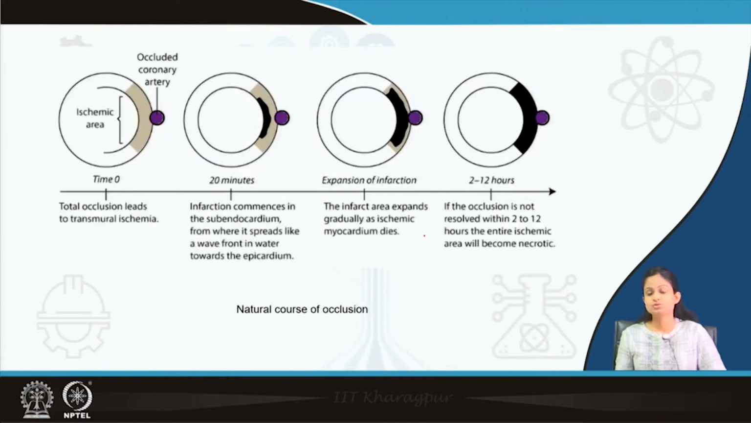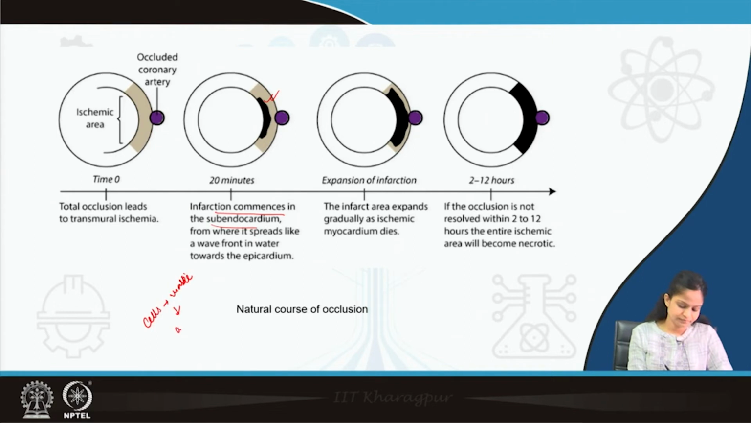Now, what is the natural course of occlusion in myocardial infarction? Whenever there is an occlusion in the coronary vessels, ischemia immediately starts occurring. This ischemia and the infarction commence in the subendocardial region. It will give a time period of 20 to 30 minutes. Why? Because whenever the cells are ischemic, to remain viable they will undergo anaerobic metabolism, but this occurs only for 20 to 30 minutes.